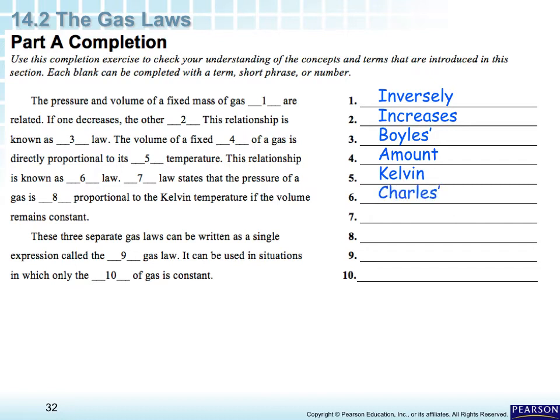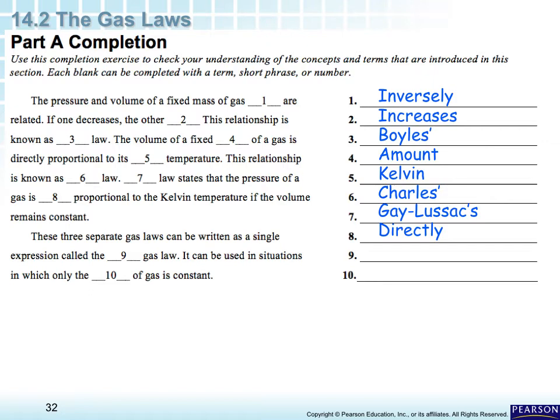That's Charles' law. The law that states the pressure is proportional to temperature is Gay-Lussac's law. Gay-Lussac's law states the pressure is directly proportional to the temperature, and that's only if the volume stays the same. So Gay-Lussac is used for aerosols. That's the best way to remember that one.